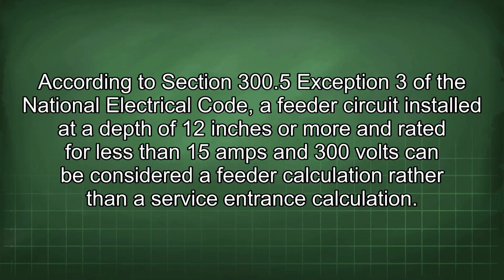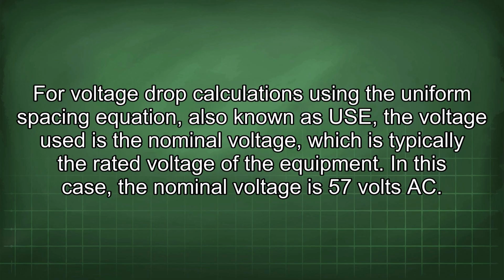According to Section 300.5 Exception 3 of the National Electrical Code, a feeder circuit installed at a depth of 12 inches or more and rated for less than 15 amps and 300 volts can be considered a feeder calculation rather than a service entrance calculation. For voltage drop calculations using the uniform spacing equation, also known as USE, the voltage used is the nominal voltage, which is typically the rated voltage of the equipment. In this case, the nominal voltage is 57 volts AC.